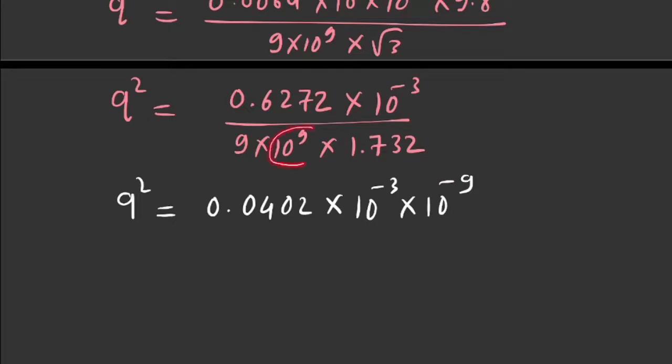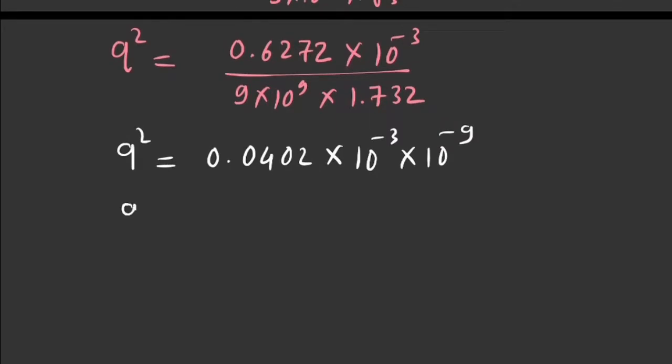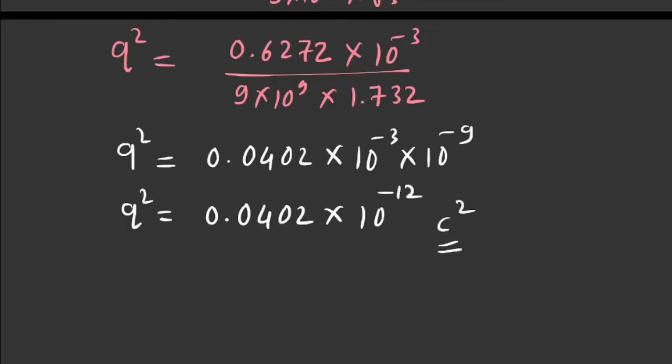Because here 10 to the power plus 9 is there, when it comes upside it becomes 10 to the power minus 9. Now when you simplify this, what do we get? Q square is equal to 0.0402 into, now what is 10 to the power minus 3 times 10 to the power minus 9? Yes, it is 10 to the power minus 12. This is in Coulomb square because it is q square.